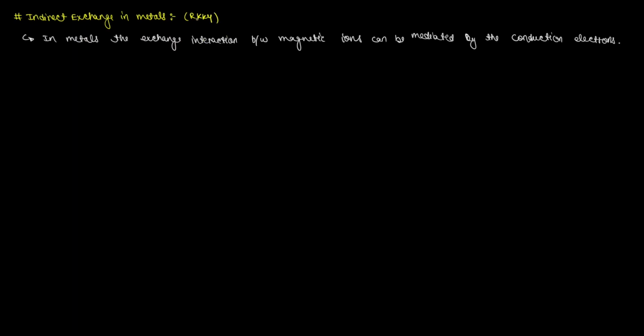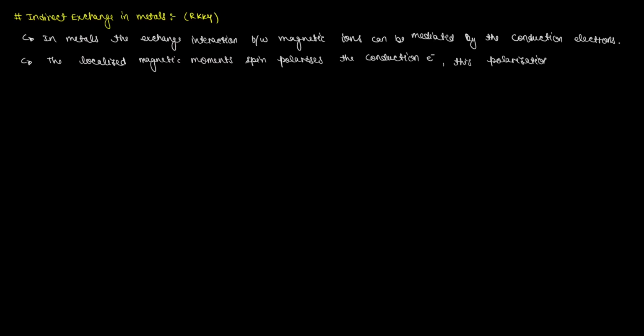So in rare earth metals, where the magnetic electrons in 4f shells are shielded by 5s and 5p electrons, the direct exchange is rather weak and insignificant. There, the indirect exchange via the conduction electrons gives rise to the magnetic ordering, as we have seen in the case of gadolinium. The localized magnetic moment spin polarizes the conduction electrons. This polarization in turn couples to the neighboring localized magnetic moment at a distance r away.